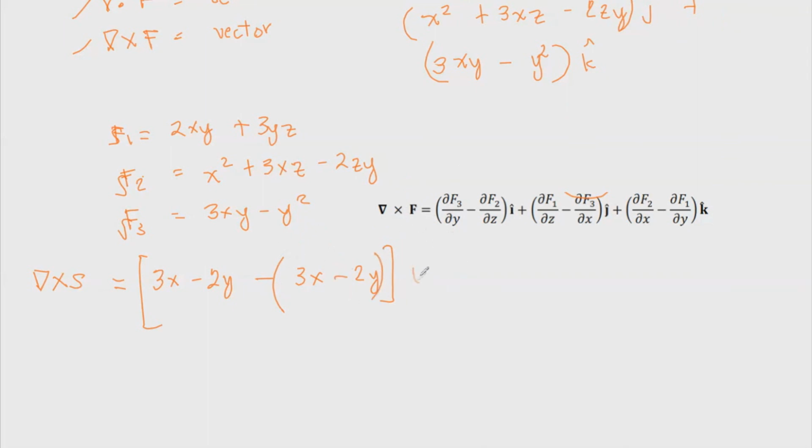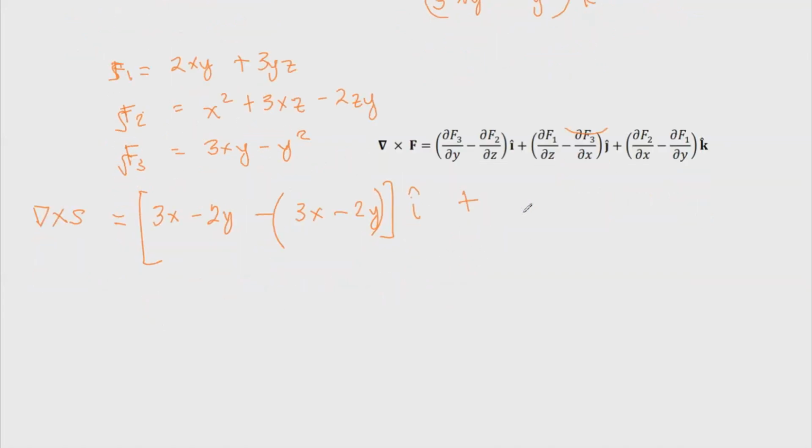So that's for I hat, and then for J hat, we have partial of F1 and then Z. So that is actually 3Y only. And then we subtract F3 and then X. So that is X. We have 3Y here, but we don't have any value for this one. Okay, and that is J hat. And then we add the last one, that's partial of F2 with respect to X. So that is 2X. Okay, and then plus 3Z from here, and then we don't have any X here.